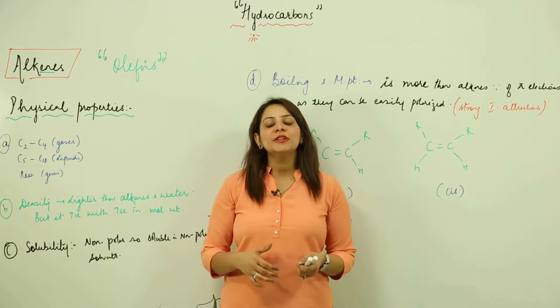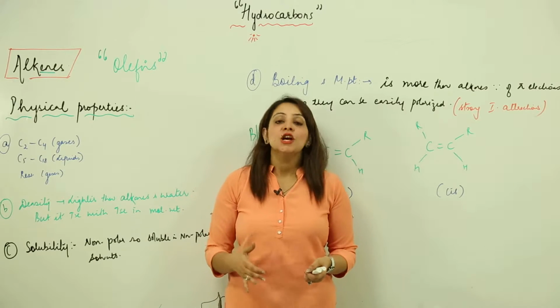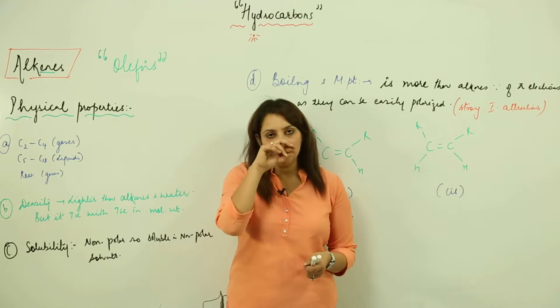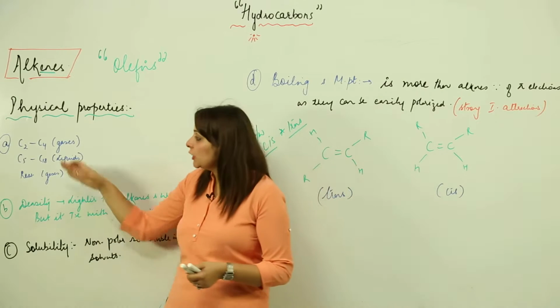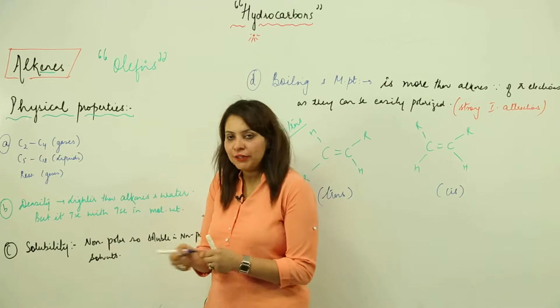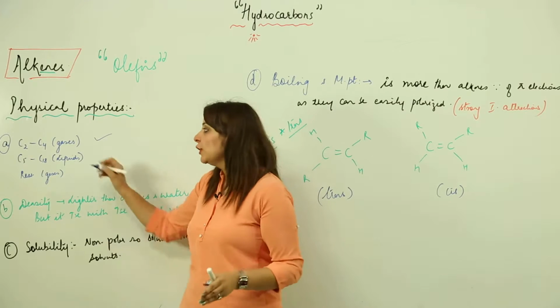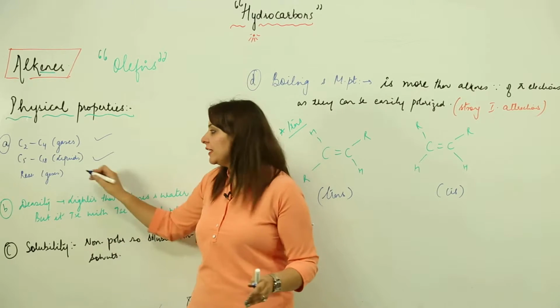Now we are going to do the physical properties of alkenes. So our first concern is their state of existence at room temperature. C2 to C4 are gases, that means the chains containing carbon 2 to carbon 4 are gases, C5 to C18 are liquids, and the rest are solids.